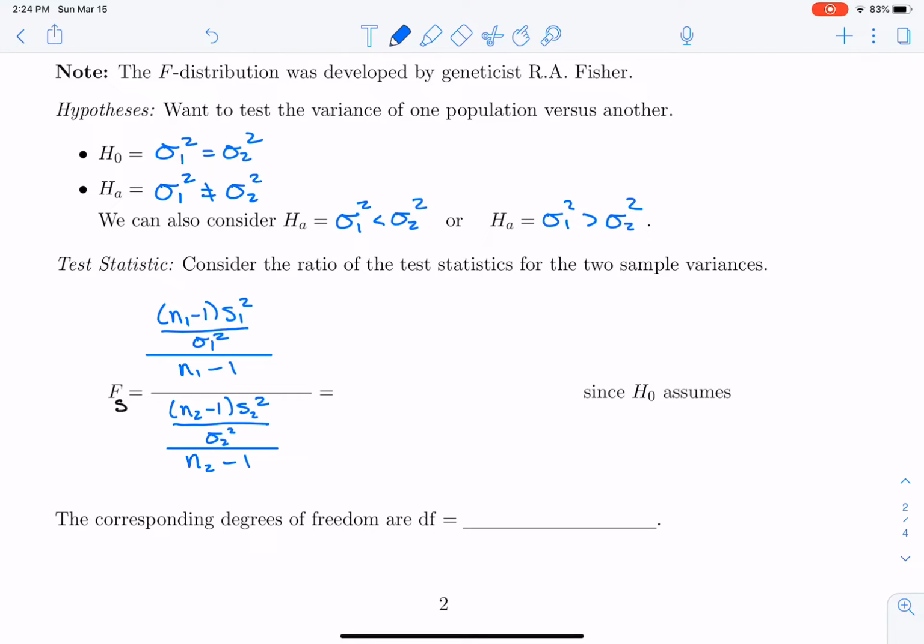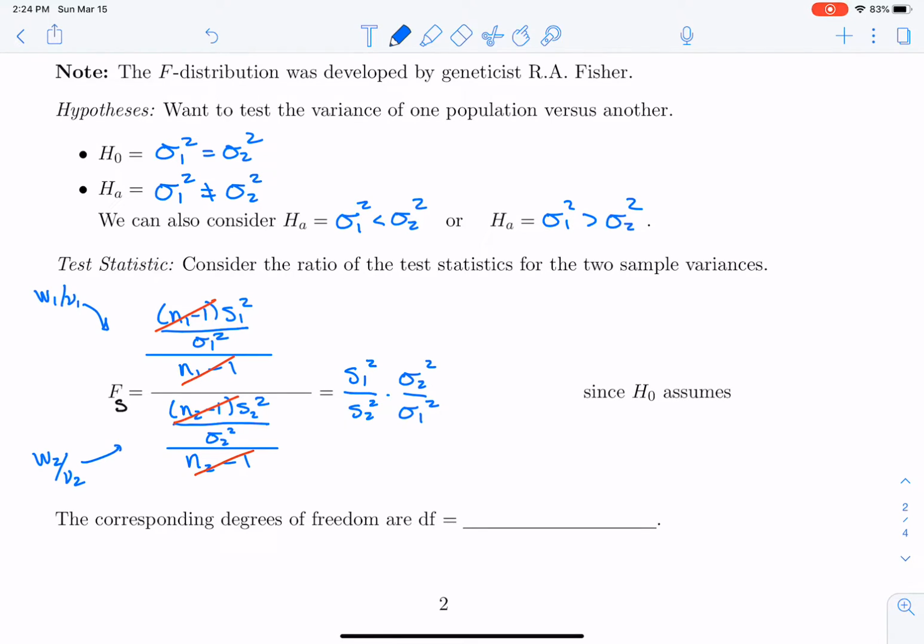So we can think about this as W1 over nu1, and then this one is going to be W2 over nu2. And so that has an F distribution. Now, of course, we can simplify this. We can cancel out the n1 minus 1 and the n2 minus 1. And when we do that, we're left with S1 squared over S2 squared times sigma 2 squared over sigma 1 squared when we do the division of those fractions.